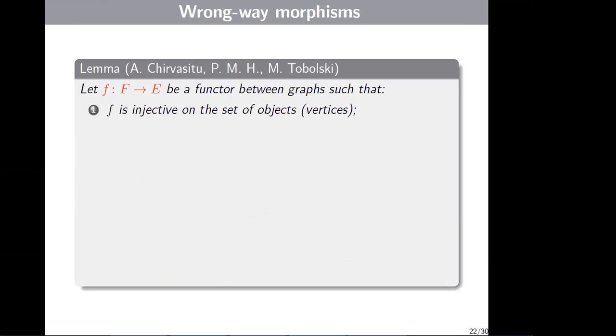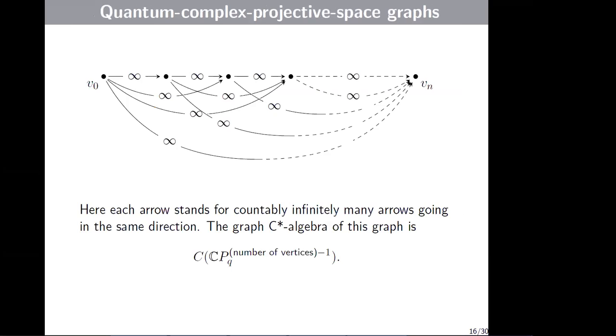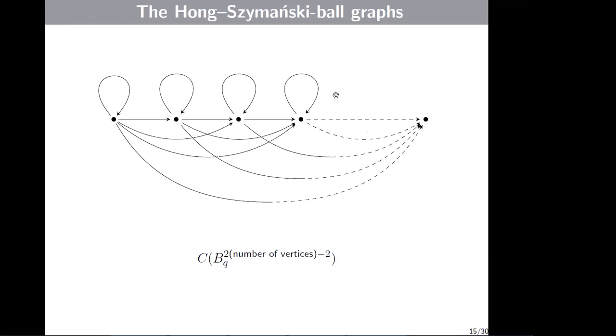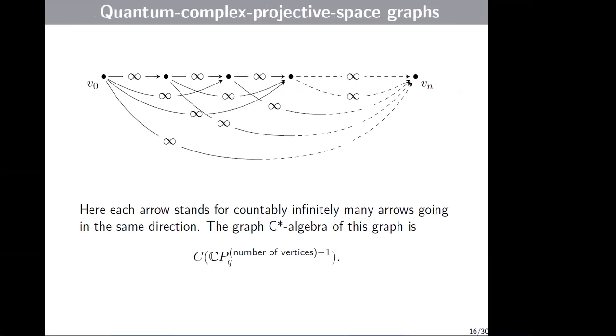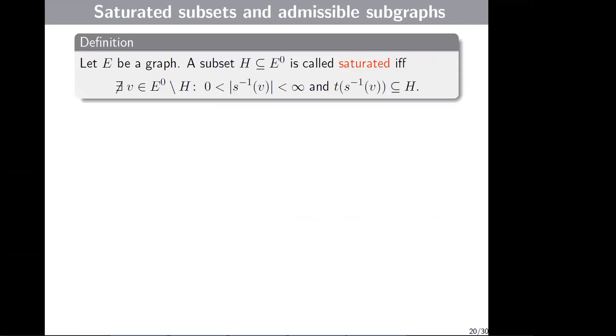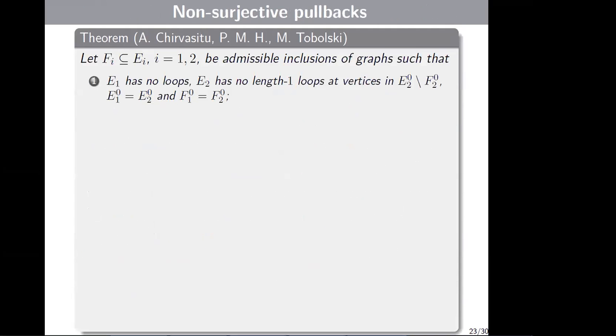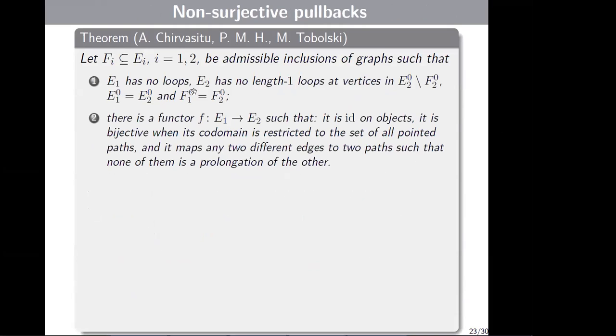Remember this ball and sphere? This is exactly what happens here. This is my subgraph. This is my graph. And in this vertex, which is outside of a subgraph, there is no loop. Here, there is no loop. So that's what I'm assuming in general. When I look at vertices outside of a subgraph, then there must be no edges which are loops at these vertices. So this is this assumption: E2 has no loops at vertices outside of F2.